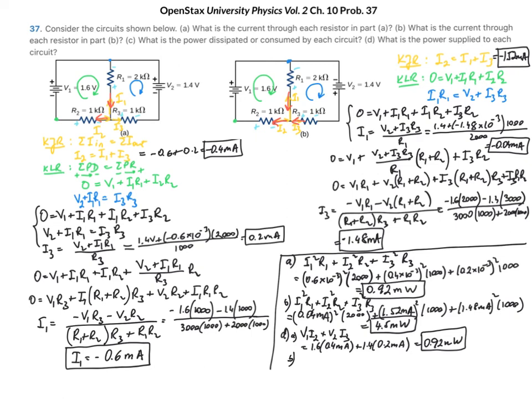For part B, we have again V1 I2 plus V2 I3, and that is 1.6, and this time I2 is 1.52 milliamps, and V2 is 1.4, and I3 is 1.48 milliamps. So we're getting 4.5 milliwatts, and again, that is a good thing, because that means that the amount of power supplied by the power supplies is the amount of power that was consumed by the resistors in that circuit.